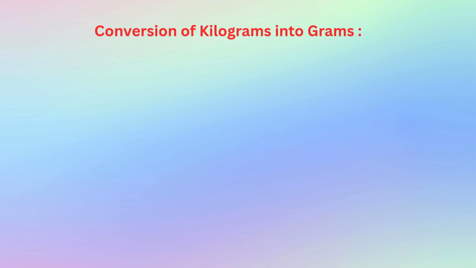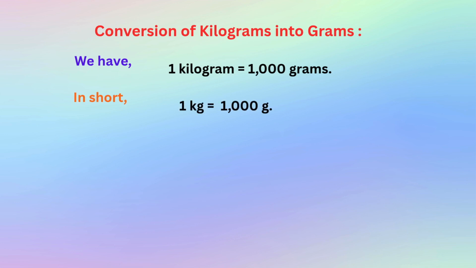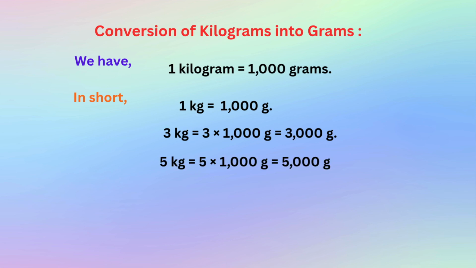Conversion of kilograms into grams. We have 1 kilogram equals 1,000 grams. In short, 1 kilogram equals 1,000 grams. 3 kilograms equals 3 times 1,000 grams equals 3,000 grams. 5 kilograms equals 5 times 1,000 grams equals 5,000 grams. 100 kilograms equals 100 times 1,000 grams equals 1 lakh grams, and so on.